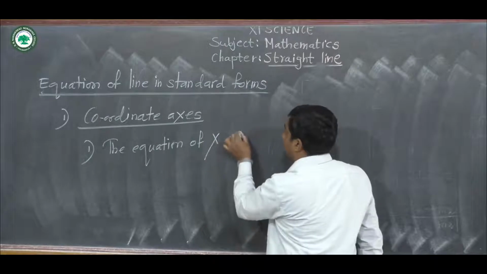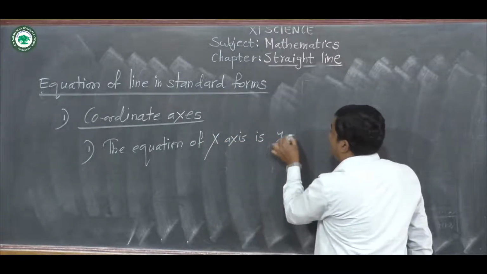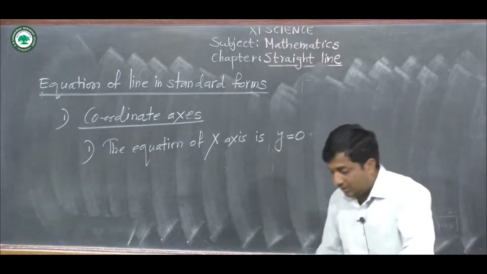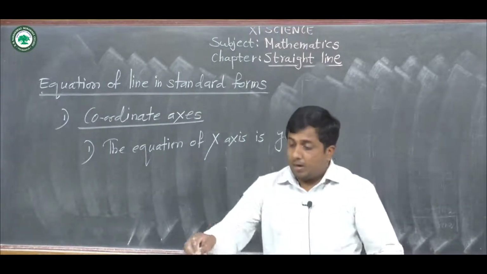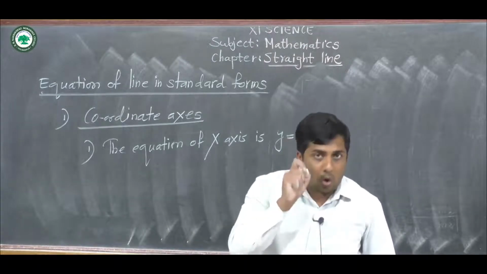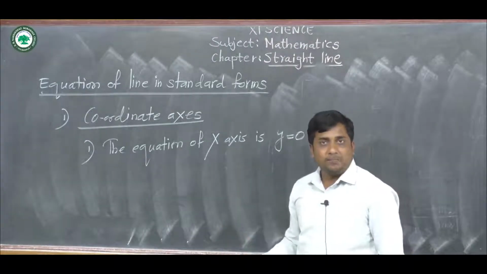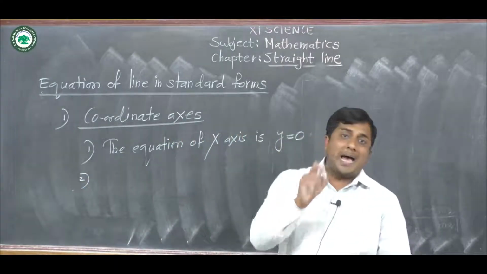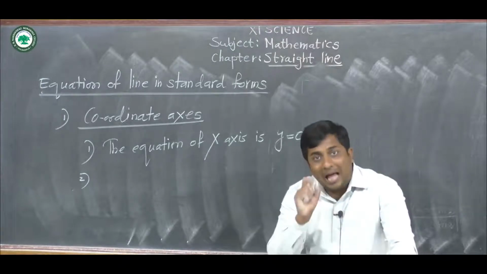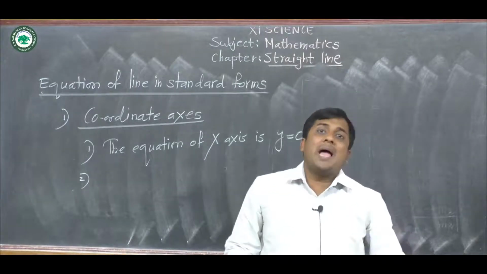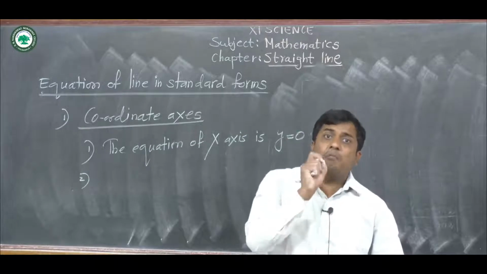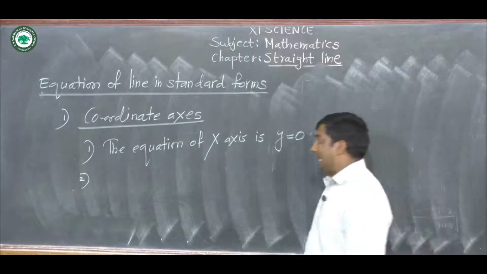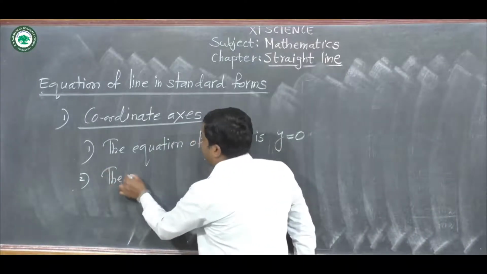So in the first, the equation of x-axis is y is equal to 0. Here y is the y coordinate for a point which is on the x-axis. Then in second, we define the equation of y-axis. If our line lies on the y-axis, then the equation for the y-axis is always x is equal to 0.